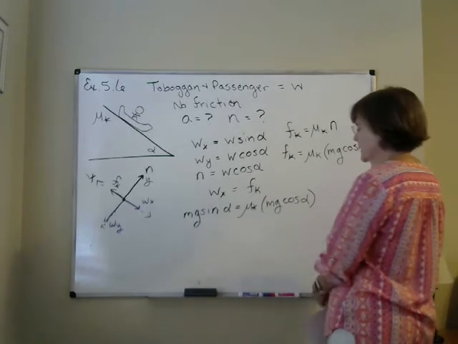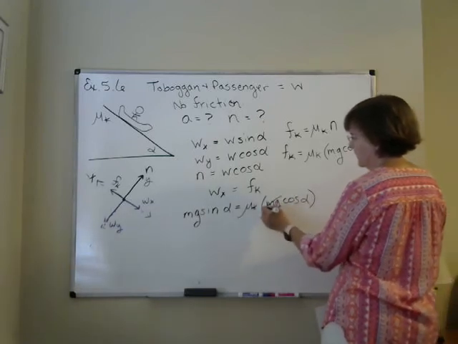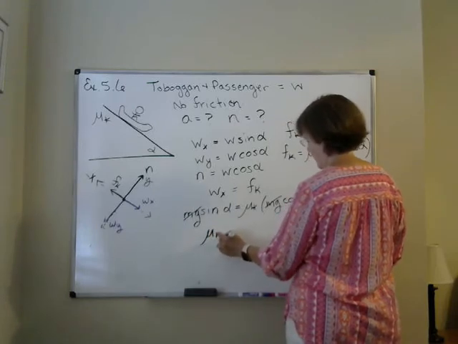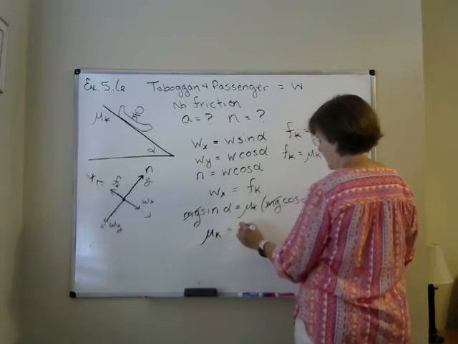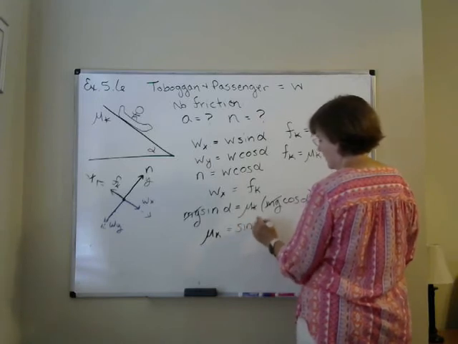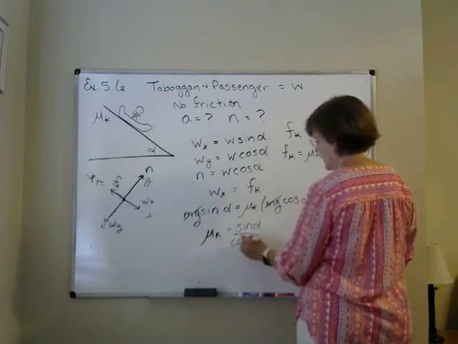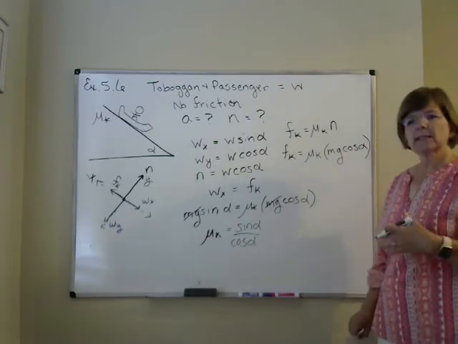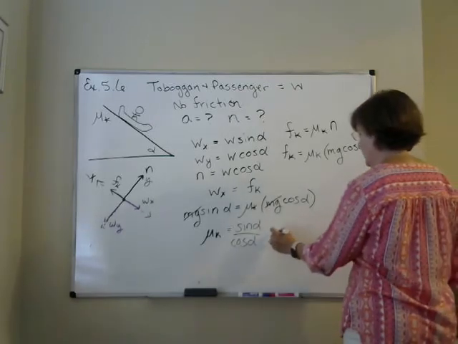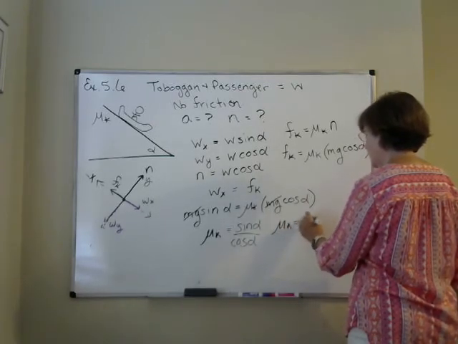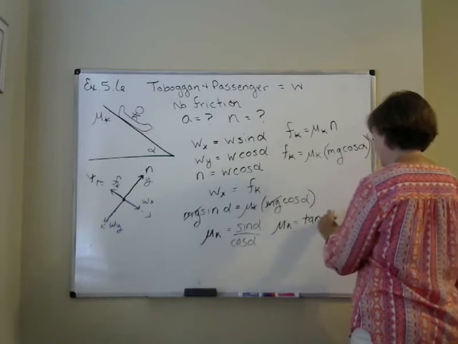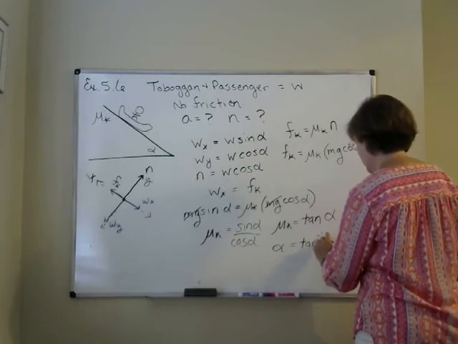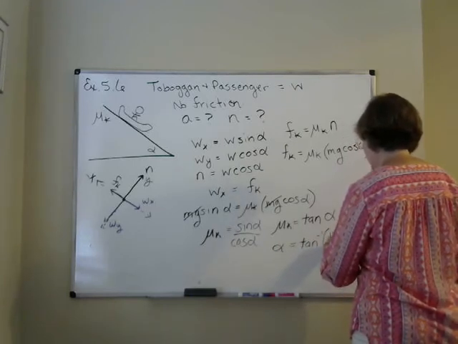Oh, this is actually very nice. The mg's cancel out. I could have left them as W's. And I get mu k has to equal sine alpha over cosine alpha. Hopefully you guys remember your trig and that sine over cosine is tangent. So I get mu k has to equal tangent alpha, or alpha has to equal the tangent inverse of the coefficient of friction.